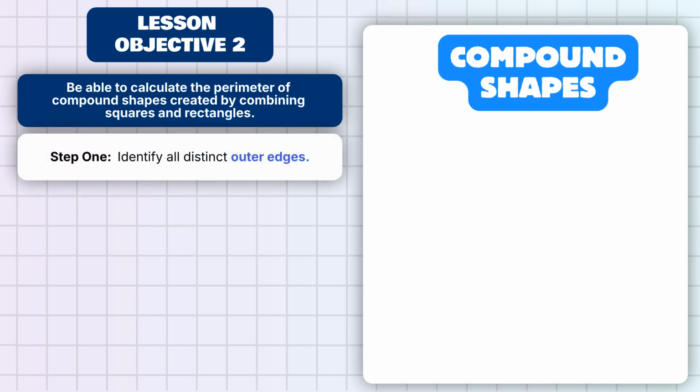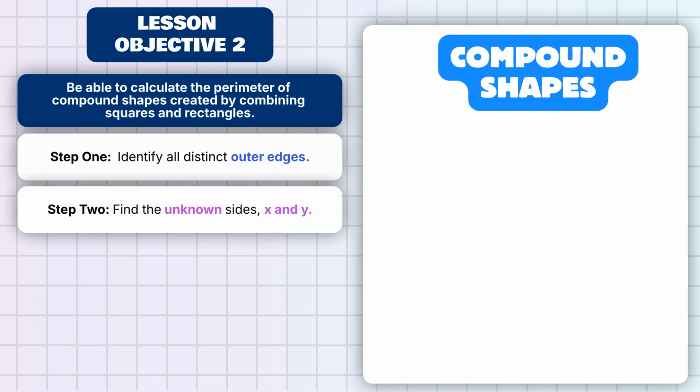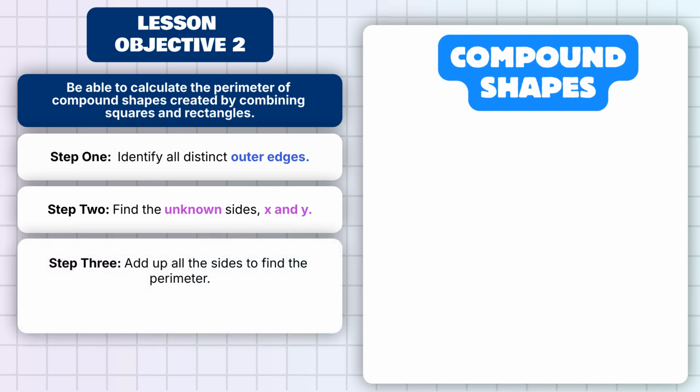Step 1 is to identify all distinct outer edges. Make sure you avoid counting any internal sides. Our second step is to label each side length. Write down the lengths of all the sides around the shape. Step 3 is to sum the lengths of each side, making sure you only include each edge once.